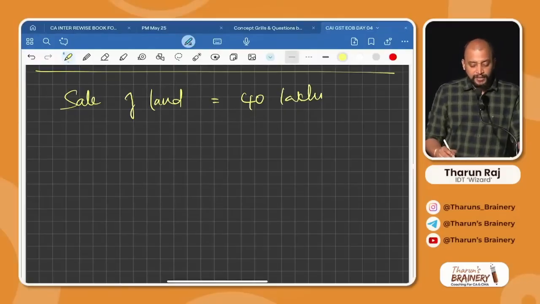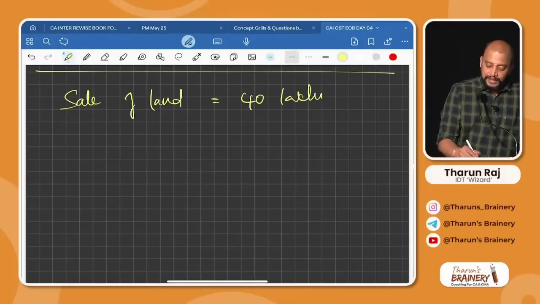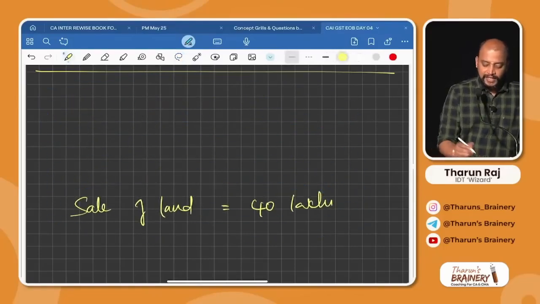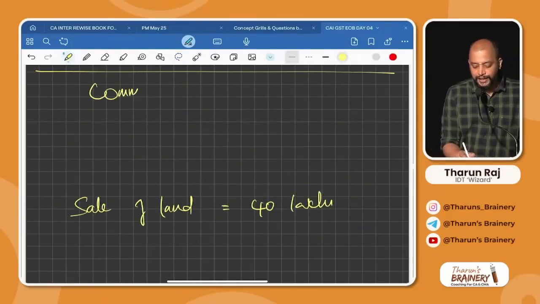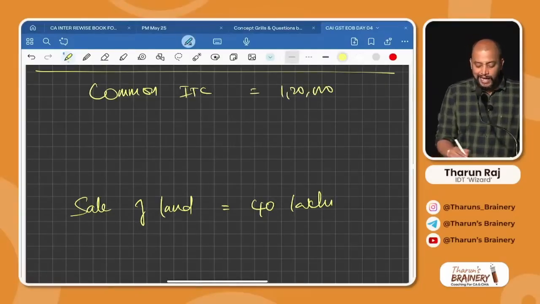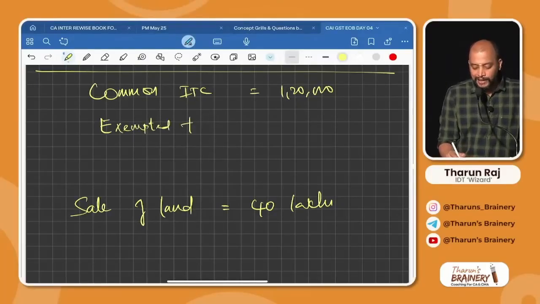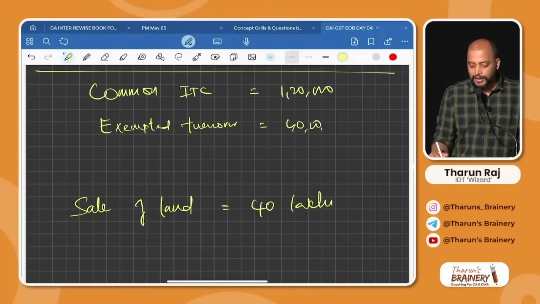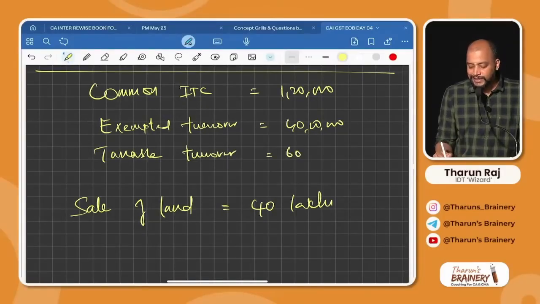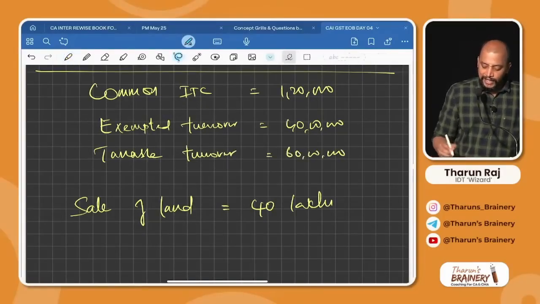Already I have some exempted turnover. Correct? So this is my regular transaction. Apart from this, the sale of land is there. So what is the common ITC in that illustration? Common ITC 1,20,000. And what is the exempted turnover? Exempted turnover is 40 lakhs. And taxable turnover is 60 lakhs. Now there is a sale of land.